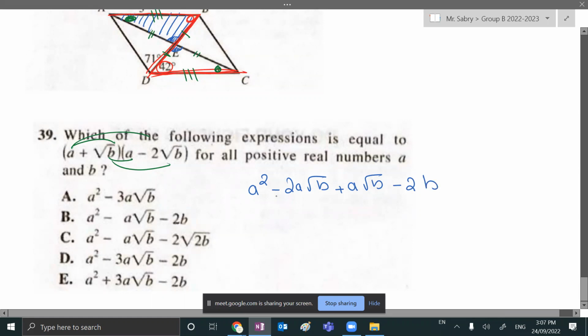When we look at those, they share the same like terms, the same expressions, the same variables, these two. So I can actually add them. I leave the A squared as it is, but I'll just add the negative 2 plus the 1, which will become negative 1 A root B minus 2B. So the answer right away is B.